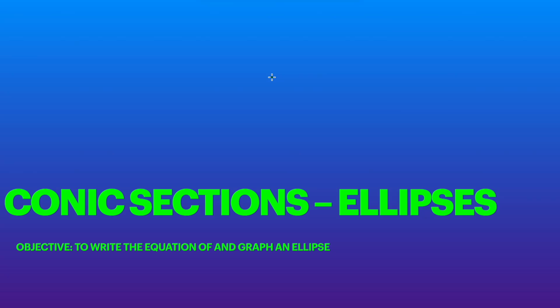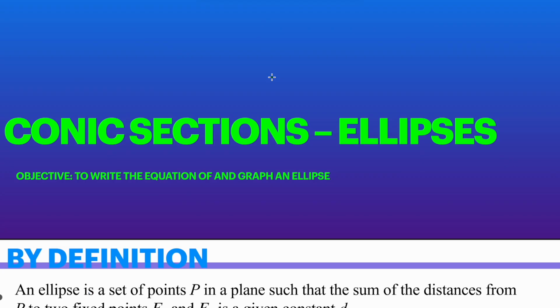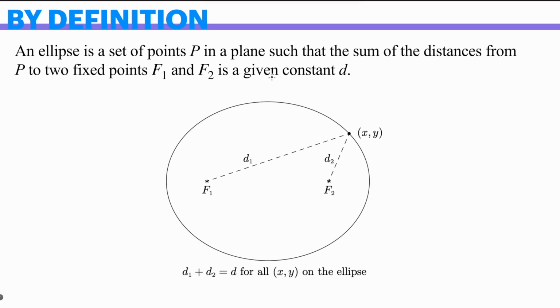In this video, we are going to discuss conic sections and specifically ellipses, how to write the equation and graph an ellipse. By definition, an ellipse is a set of points created such that if you were to take the distances from two fixed points, for example, F1 and F2 being the two fixed points, and take the distances to some point, it would give you the same total distance.